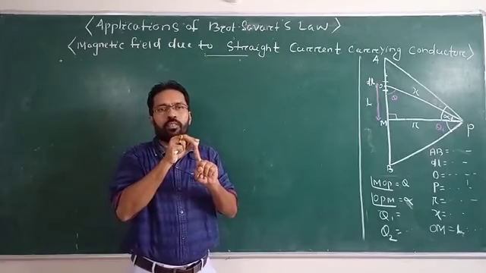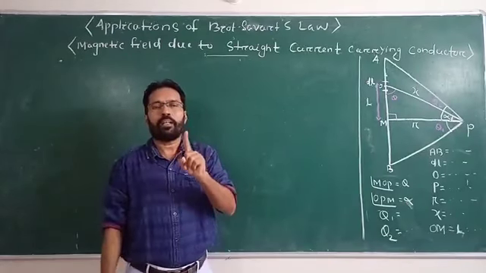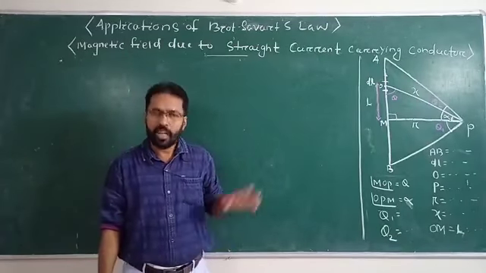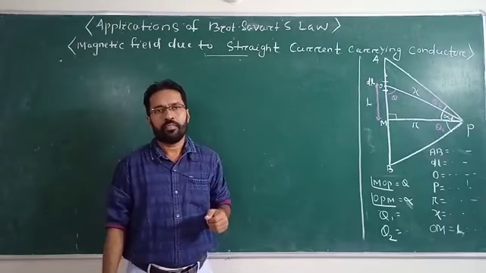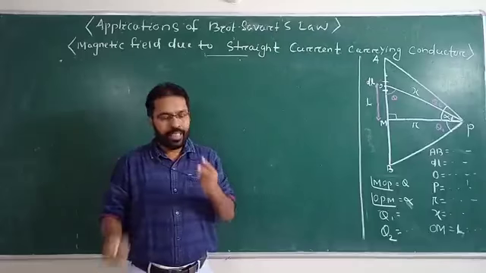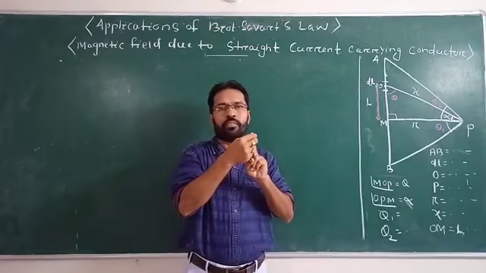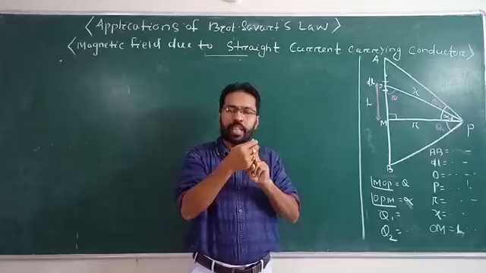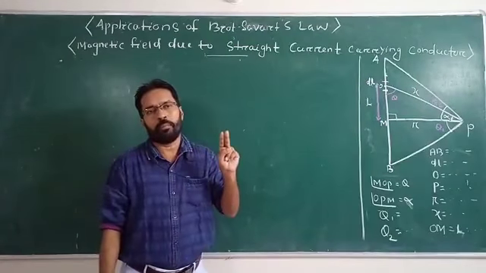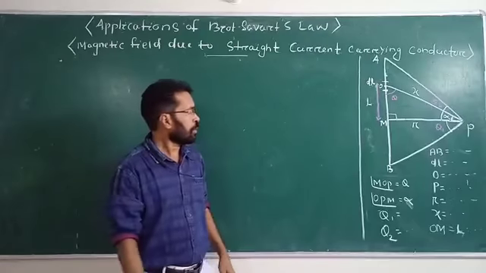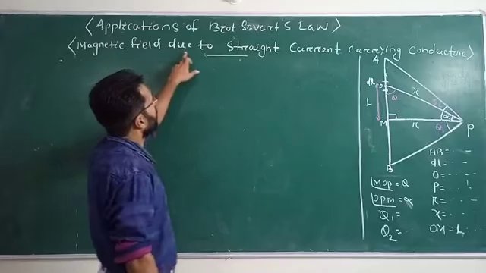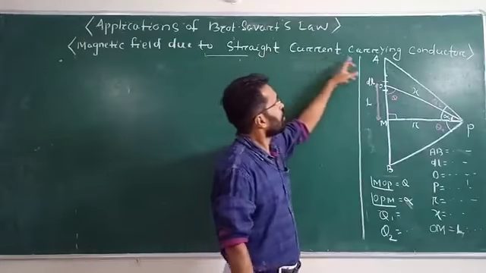Number 1, you have to clarify the figure of this long question. I will draw the figure and you listen to me carefully. Then the second point, I will tell you later on after 10 minutes. So only 2 points you have to remember. Okay students? So what is our long question? Magnetic field due to a straight current carrying conductor.